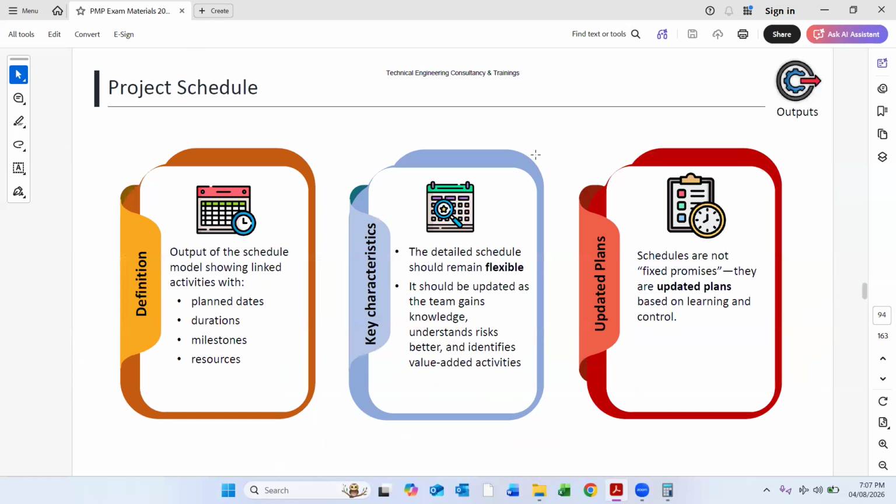The project schedule also gives us the definition of the plan dates, durations, milestones, and resources. So the detailed schedule should remain flexible. It should be updated on a weekly basis, monthly basis, and it should be properly approved. The progress percentages should be properly approved, and there should be updated plans and updated programs. Once we have a fixed baseline program, it does not mean that these dates are fixed. It can change, because based on the actual progress on the site and in the project, the dates will keep on changing every week, because once we are scheduling the program, it will give us new forecasted dates.